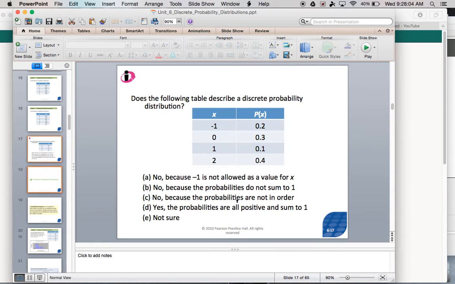Now, what would be the answer for this? No, because number 1 is not an allowed value for x. No, because the probabilities do not sum to 1. They do add to 1. No, because the probabilities are not in order. That doesn't matter. Yes, the probabilities are all positive and the sum is 1. This has nothing to do with it. I'm looking at the probabilities.